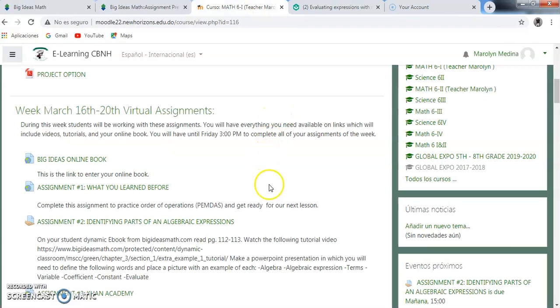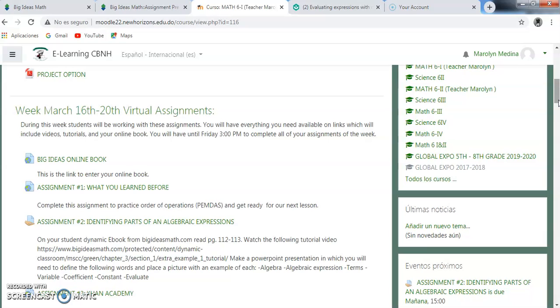Then when you go again to Moodle, the second assignment is identifying parts of an algebraic expression. You need to read from your Big Ideas Math, pages 112 through 113, watch some tutorial videos, and then make a PowerPoint defining some words with an example of each word. The words are algebra, algebraic expressions, terms, variable, coefficient, constant, and what does it mean to evaluate. When you have that PowerPoint ready, you're supposed to submit it through Moodle.